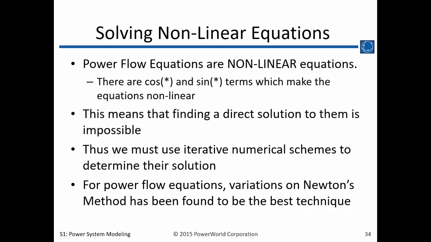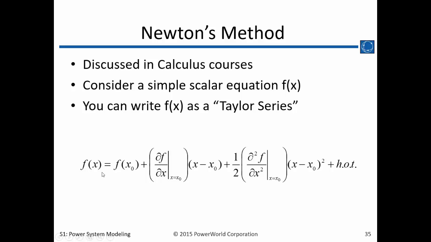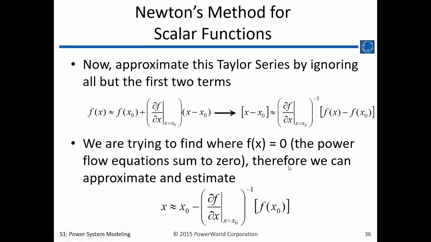Since power flow equations are nonlinear, there are cosine and sine terms which make them so. That means we can't find a direct solution, so we have to use an iterative numerical scheme to determine the solution. For power flow equations, variations on Newton's method have been found to be the best technique, and we have agreed with that over years of research. Without going into great detail, Newton's method is discussed in calculus courses. You consider a simple scalar function and write it as a Taylor series, and you end up throwing away the higher order terms and just typically dealing with the low order terms. And we use typically just the first two terms.